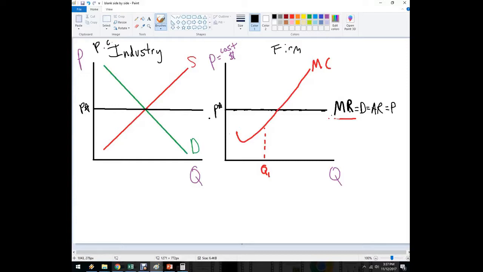There. So much clearer. Okay. I'm basically going to produce up to here, right? This is going to be profit maximizing. I'm going to call this Q star. Okay. So this is what the firm is going to choose to produce.